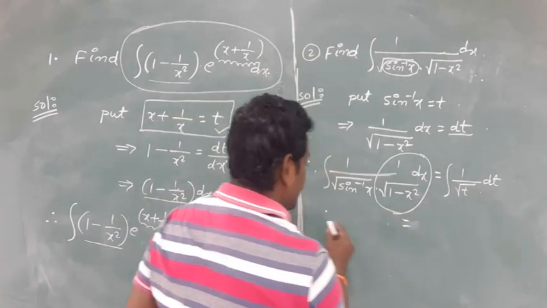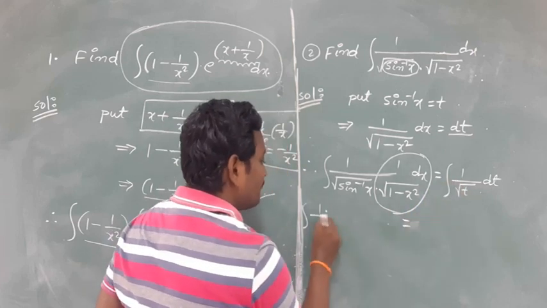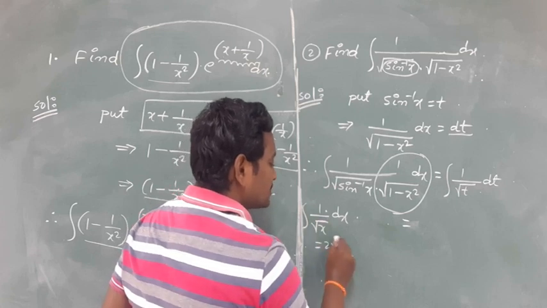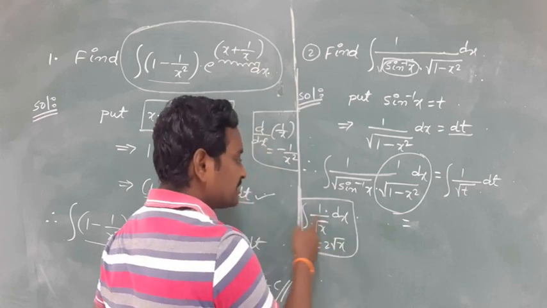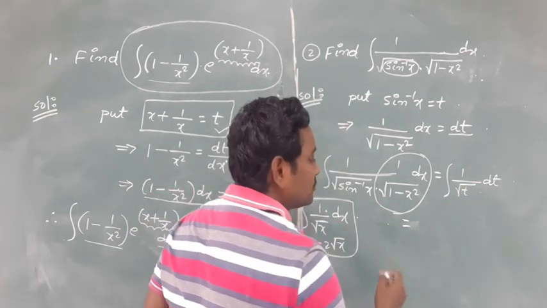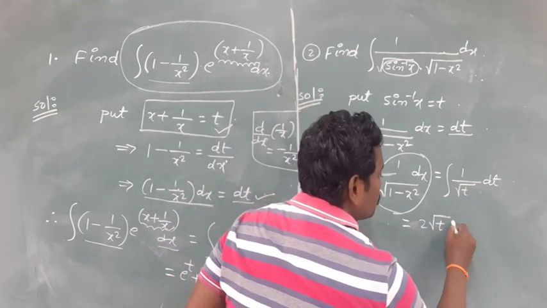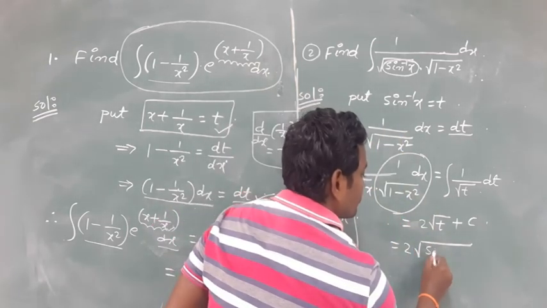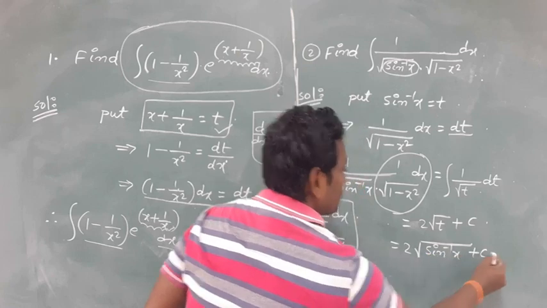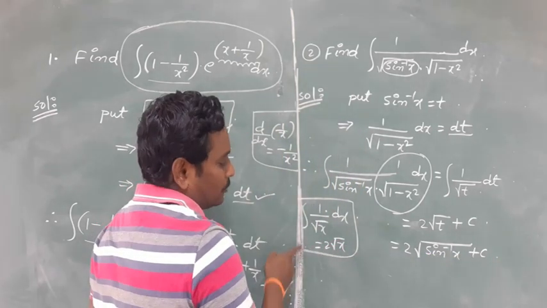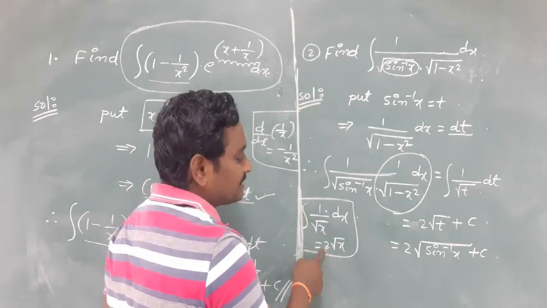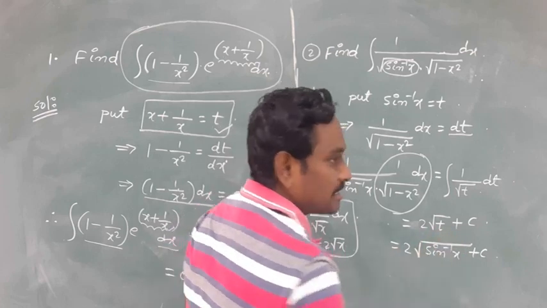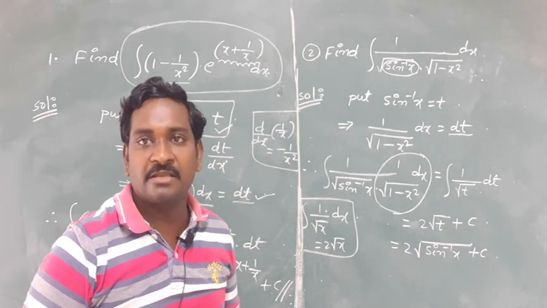What is the integration of 1 by root x dx? 2 root x. Here we are taking the integration with respect to t, so you will get a similar result, 2 root t plus c. Replace the t value now: 2 root sine inverse x plus c. Already in previous sessions I told you integral 1 by root x dx is nothing but 2 root x. That's why integral 1 by root t dt is equal to 2 root t plus c. That's all. I will give another problem now.